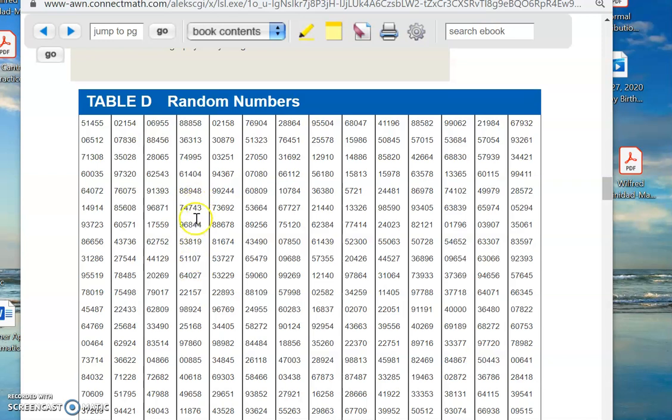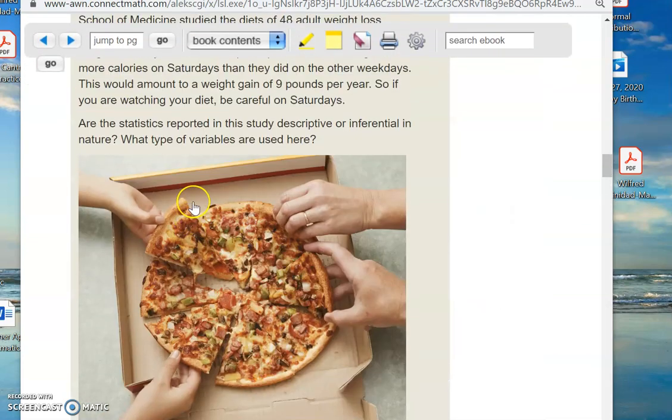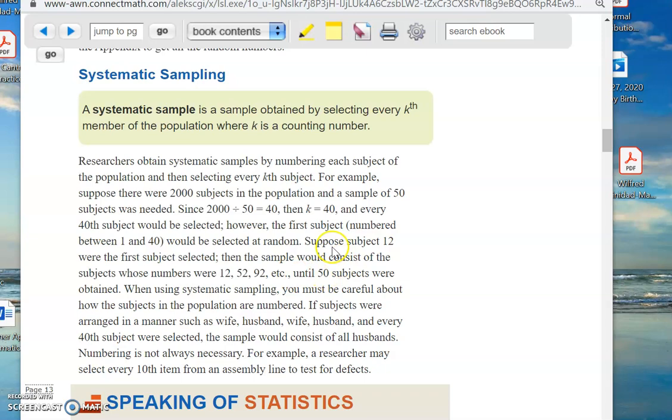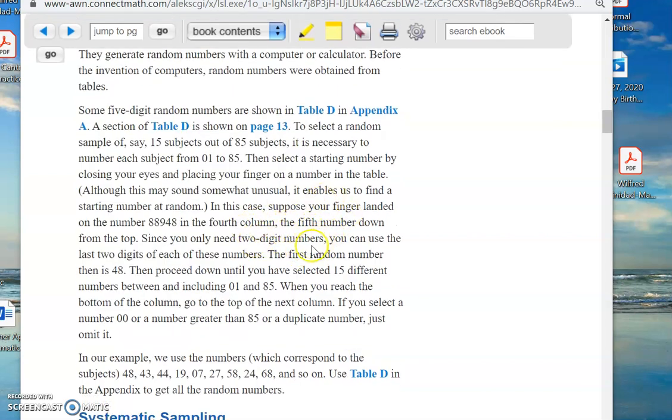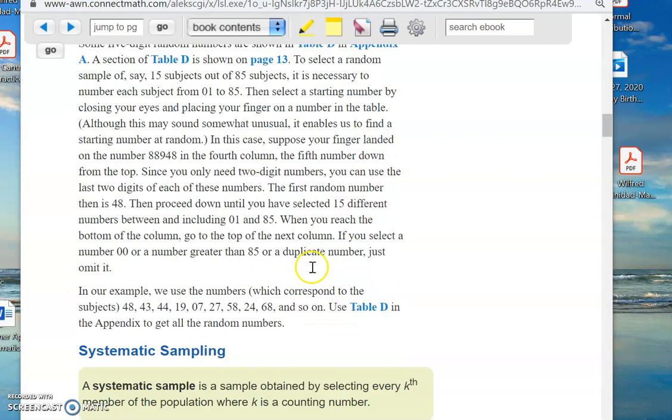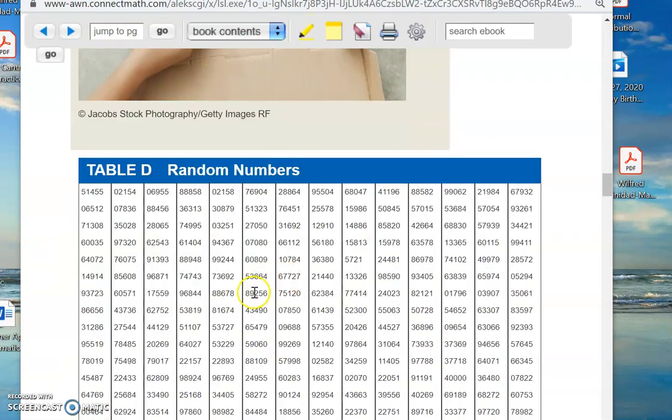Then we're going to go down and pick numbers. Well, we don't need such big numbers, right? We want numbers between 1 and 85. So we go down and grab these numbers. You only need 2-digit numbers, between 1 and 85. We use the last 2 digits of each of those numbers. The first random number that we pick then is 48. Where's that at? That's right.